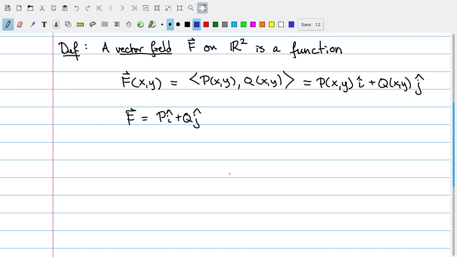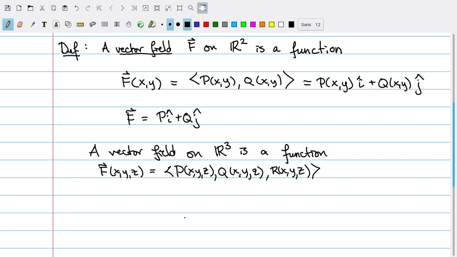We can do a similar construction for R3, where we assign to every xyz value a vector p of xyz, q of xyz, r of xyz, or in terms of ijk notation, p of xyz i hat plus q of xyz j hat plus r of xyz k hat. Let's look at some examples.